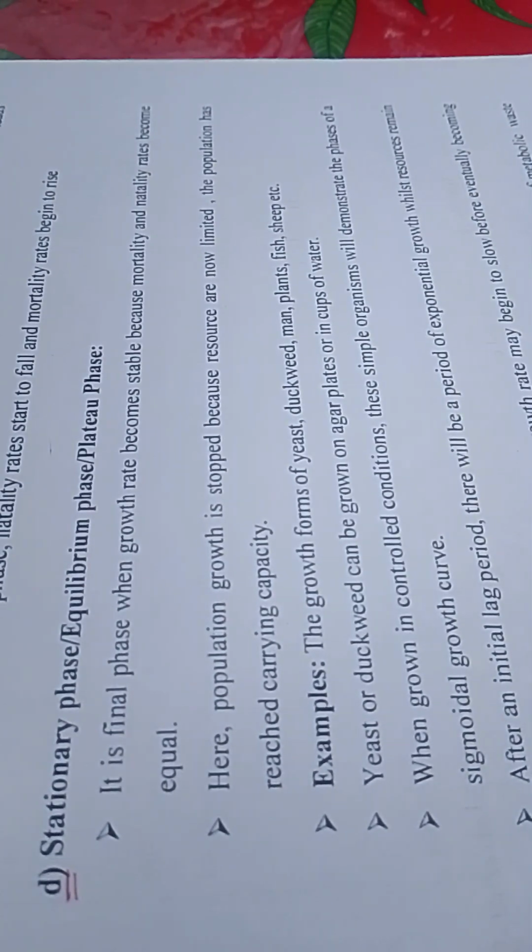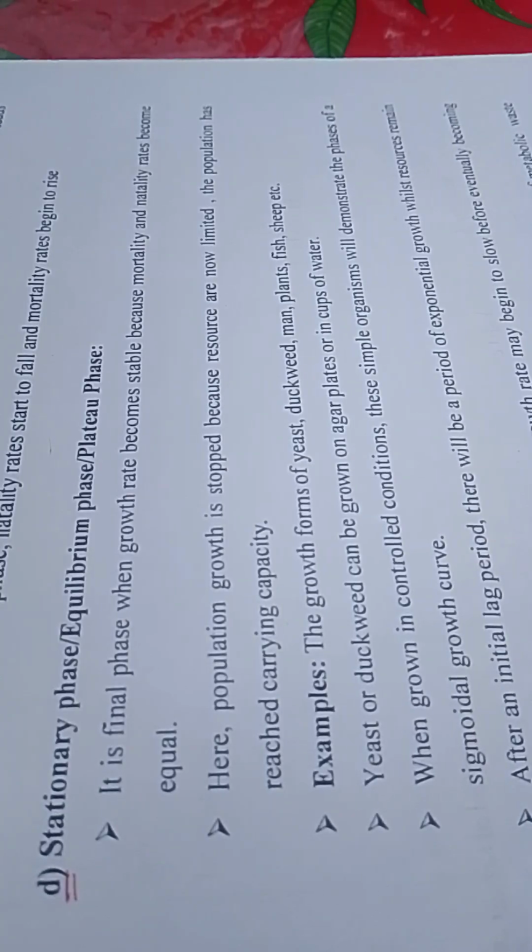D. Stationary phase or equilibrium phase. It is the final phase when growth rate becomes stable because mortality and natality rate become equal. Here population growth is stopped because resources are now limited. The population has reached carrying capacity.